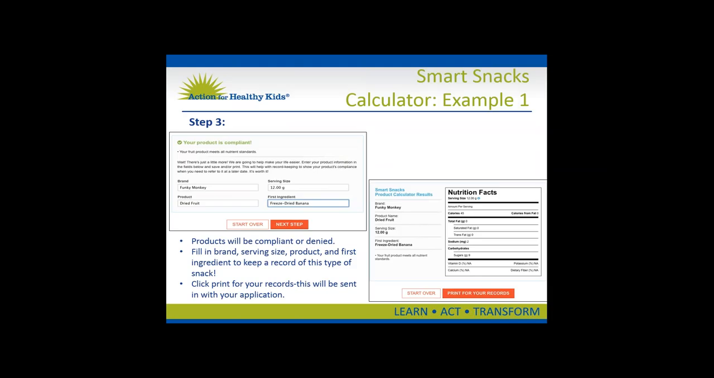It is very important that you print each of these out to send in with your HealthierUS School Challenge Smarter Lunchroom application, along with the actual food product label. Every food and beverage label that are sold to students during the school day needs to go through the calculator. This includes a la carte items, vending items, school store snack or food cart items, and any food-based fundraising items.